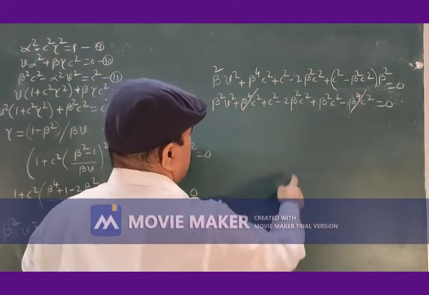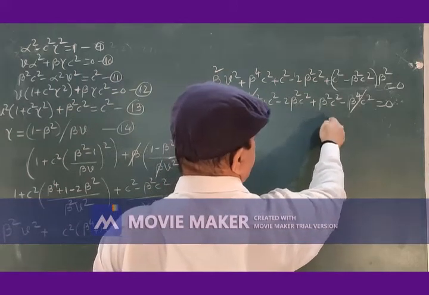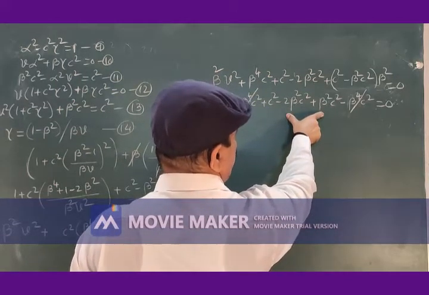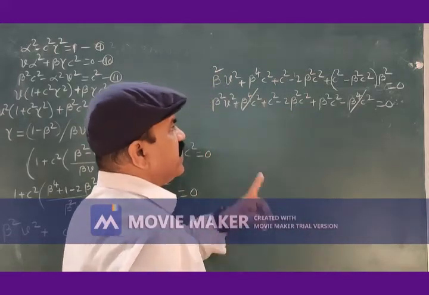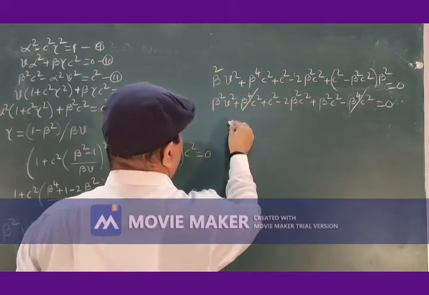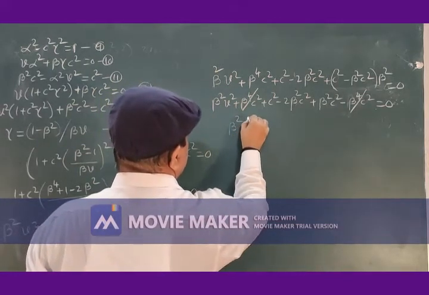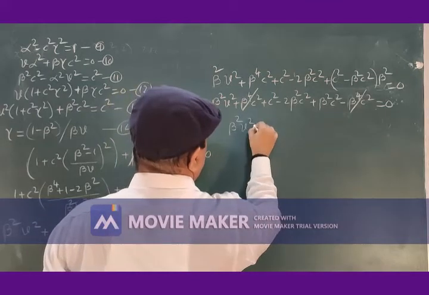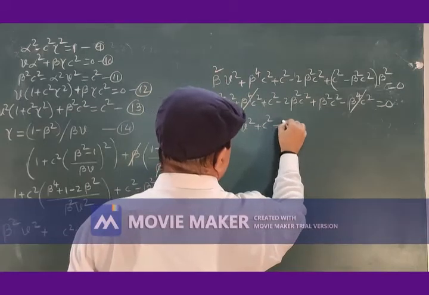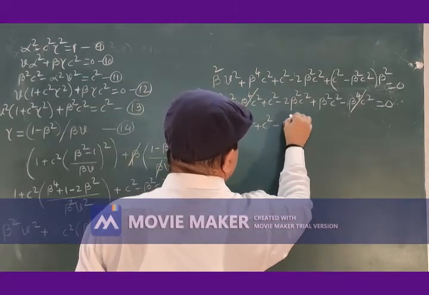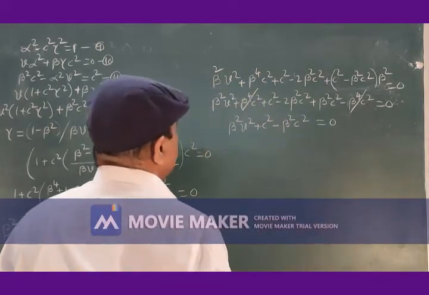Then it is minus 2 beta square c square, plus 1 beta square c square. Subtraction of these two will take place, and for these two terms only minus beta square c square will be left. Therefore we are left with beta square v square plus c square for these two, minus beta square c square is equal to 0.